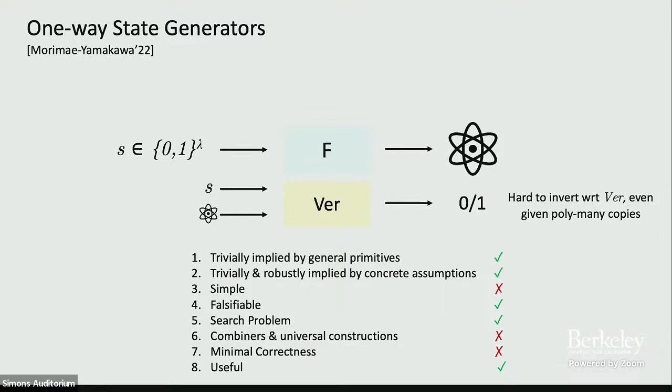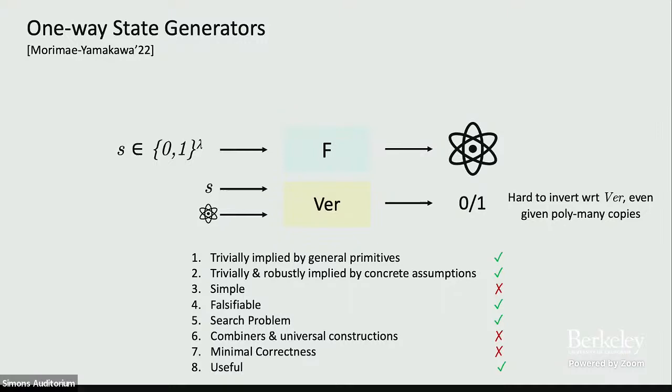So, one-way state generators. This was proposed by Morimae and Yamakawa, and the motivation is, okay, pseudorandom states are kind of like pseudorandom generators. One-way functions are more minimal than pseudorandom generators in some dimensions at least. So let's try to get a one-way-function-like object that's related to pseudorandom states. So this is what they came up with.